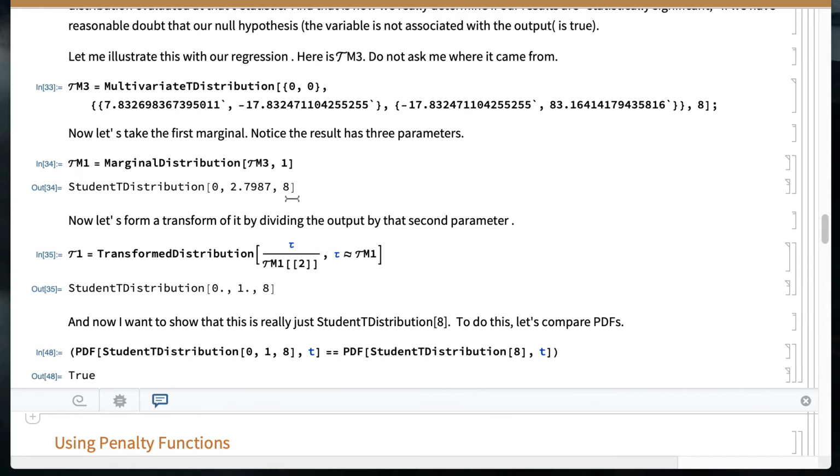And remember that number 2.7987? I say we're going to see it again.